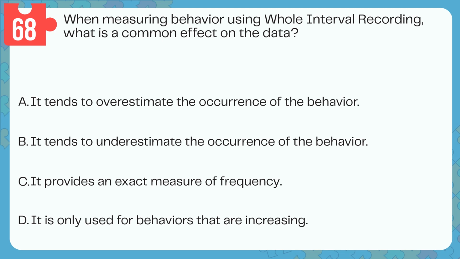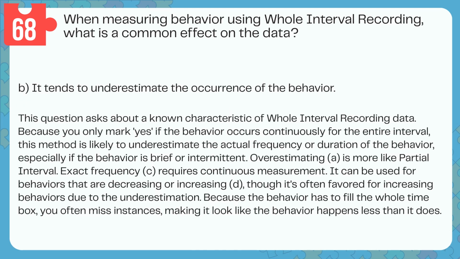RBT question 68. When measuring behavior using whole interval recording, what is a common effect on the data? A. It tends to overestimate the occurrence of the behavior. B. It tends to underestimate the occurrence of the behavior. C. It provides an exact measure of frequency. D. It is only used for behaviors that are increasing.